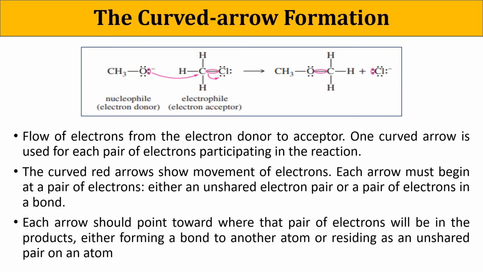Each arrow must begin at a pair of electrons, either an unshared electron pair or a pair of electrons in a bond. Each arrow should point towards where the pair of electrons will be in the product, either forming a bond to another atom or residing as an unshared pair on an atom.